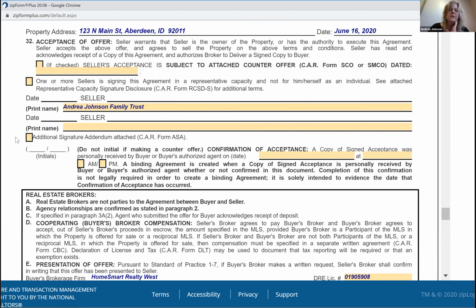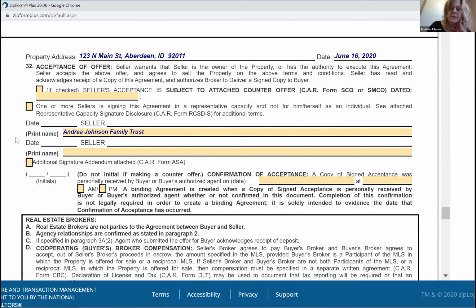Now, this is something that comes up sometimes as being a point of confusion. If the counter offer is issued and the buyer accepts the counter offer, then confirmation of acceptance is going to occur on the counter offer form, and it'll be the seller who is going to be acknowledging the receipt. That's if it's a regular, or I'm sorry, a confirming acceptance.